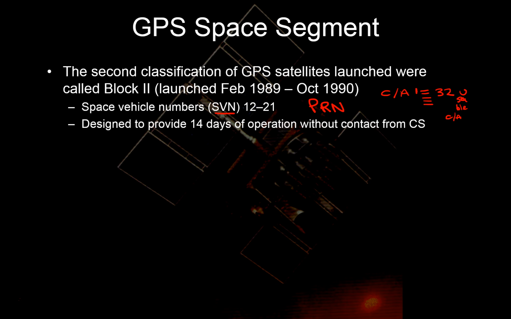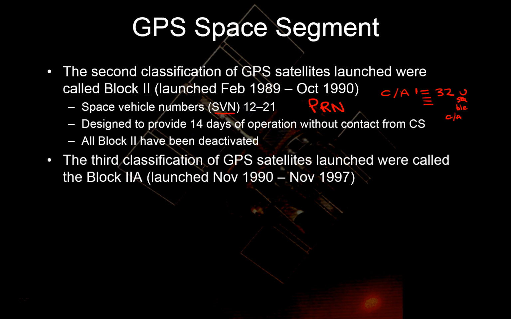Okay, so it basically meant that they needed continuous communication, which is what's desired even in today's current system. The control segment wants to continuously communicate and be uploading, not constantly, but very, very frequently, new information to the satellites. Okay, all Block 2 by themselves, without any additional classifiers after the Block 2, as we'll see coming up here, have been deactivated.